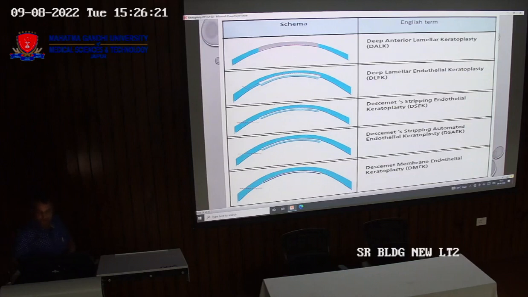Another is the Descemet stripping automated endothelial keratoplasty, and Descemet membrane endothelial keratoplasty, DMEK. In this, the endothelium and Descemet membrane are replaced in case of DMEK.